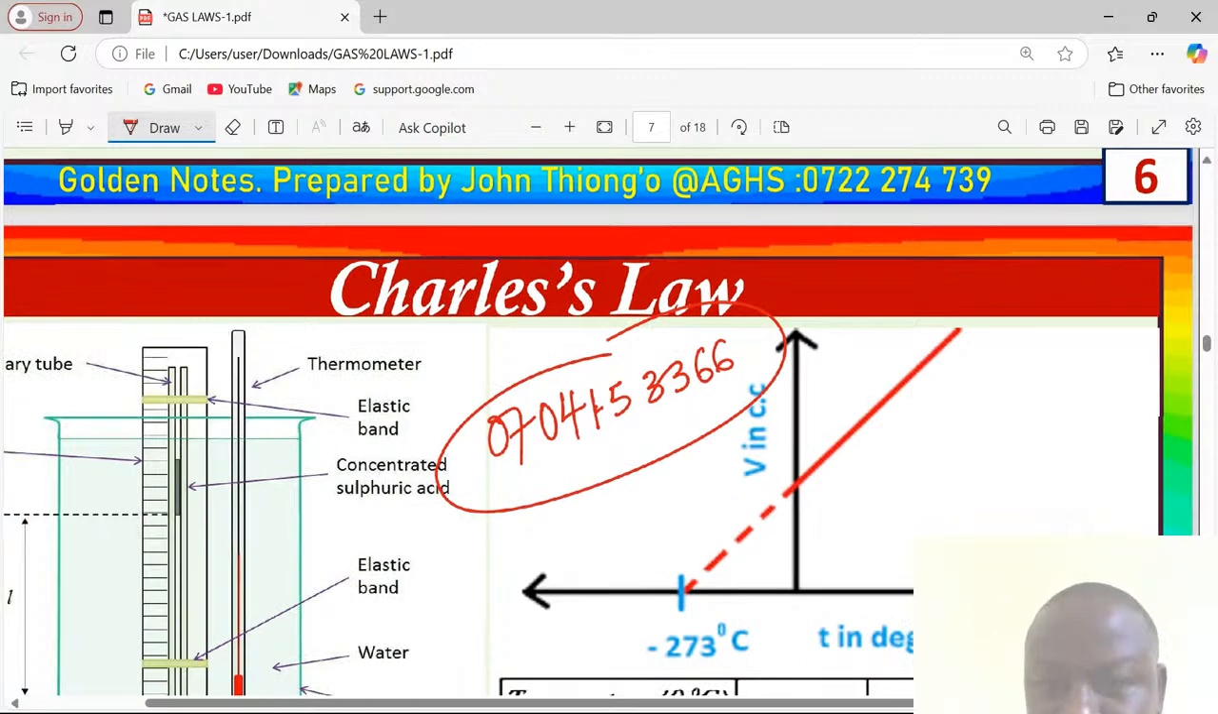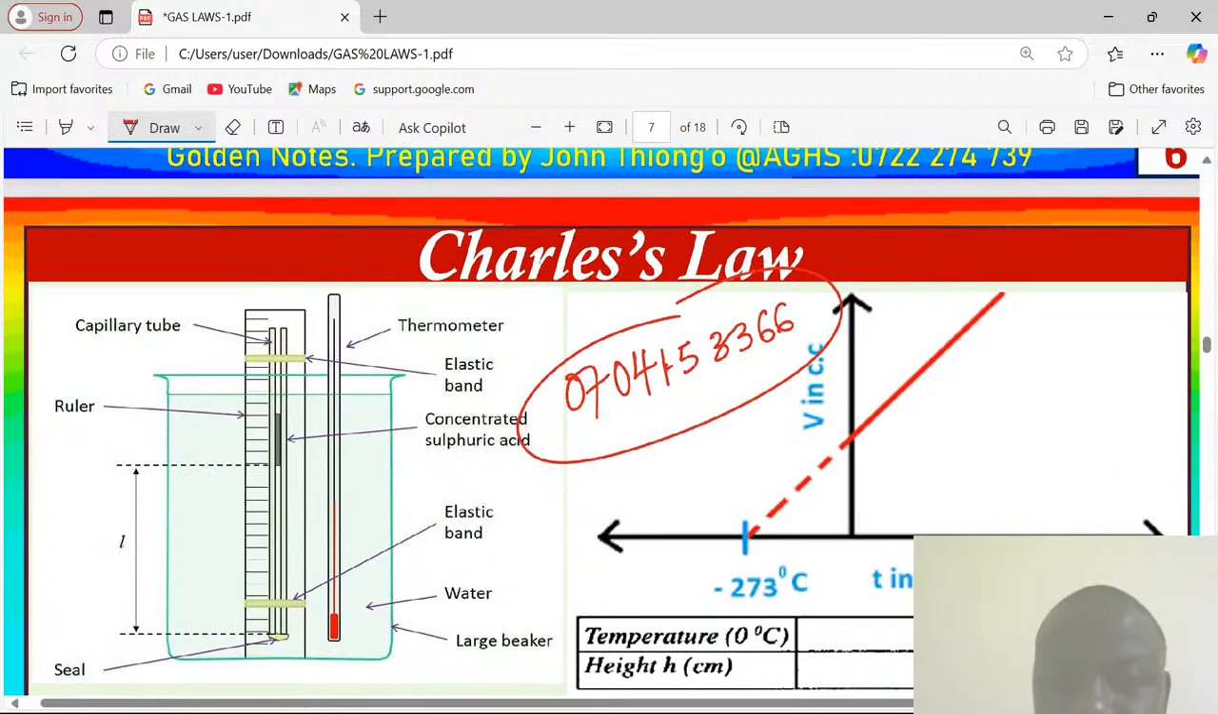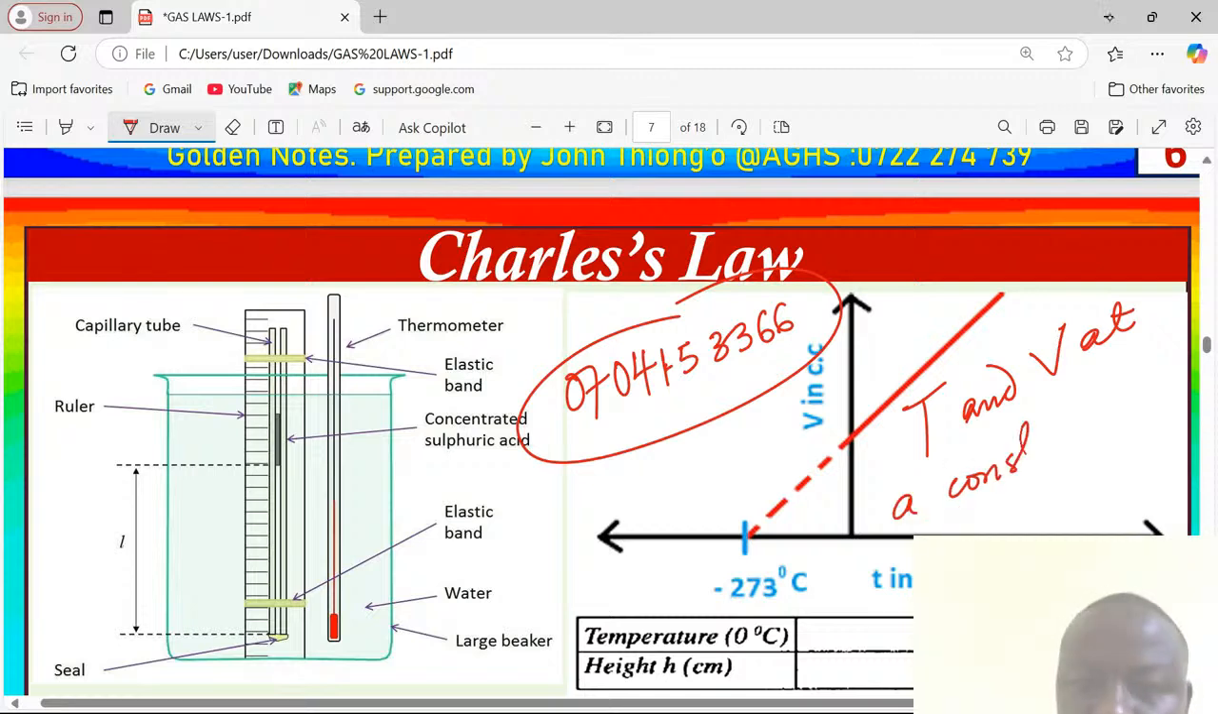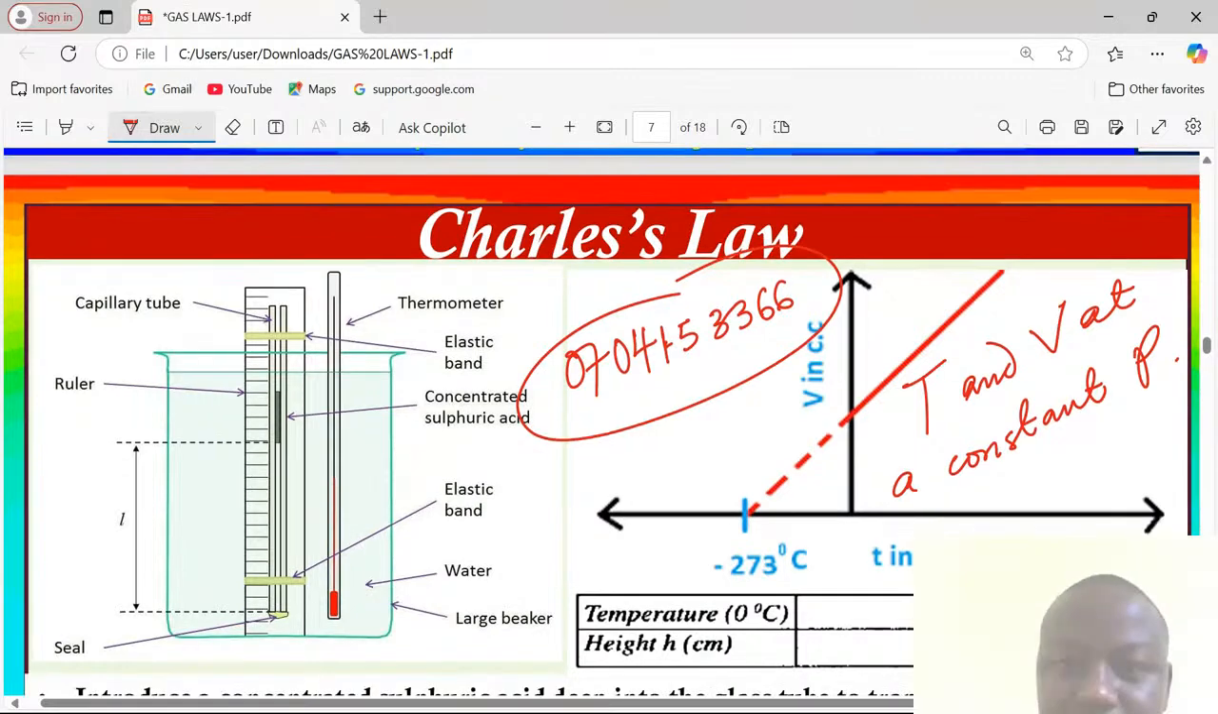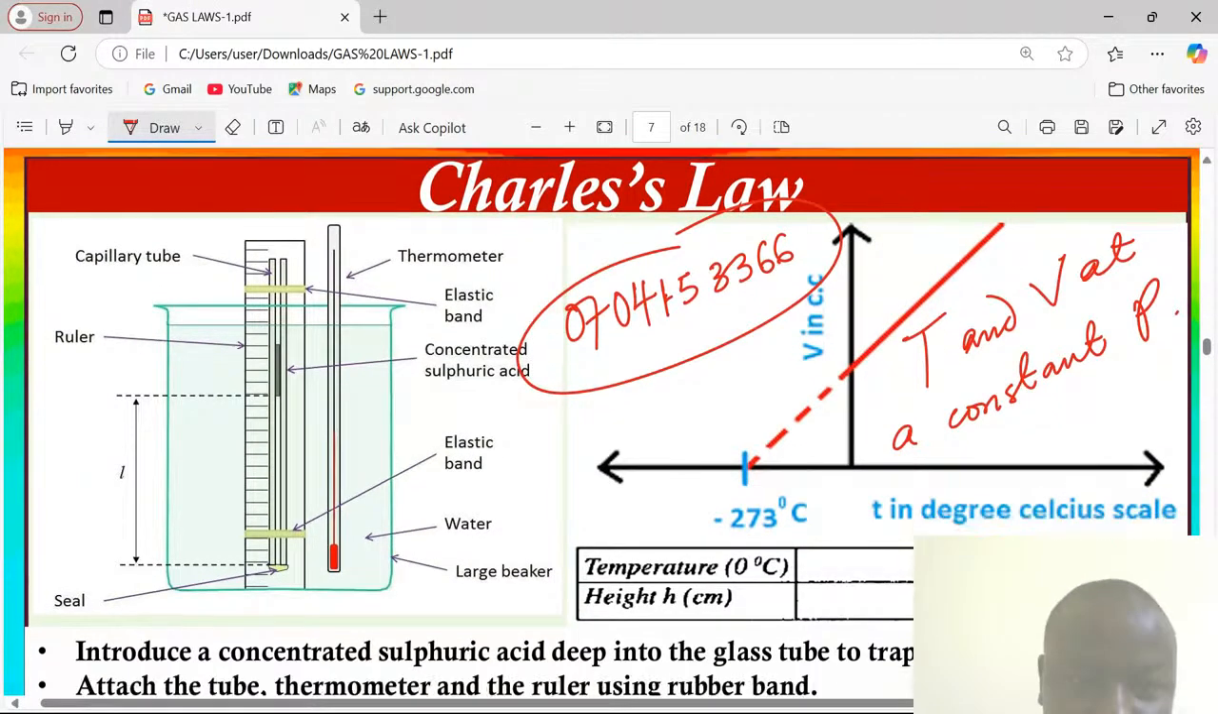Now, Charles' law compares temperature and volume of an ideal gas at a constant pressure. So in this case, it is pressure being held constant, so that temperature and volume may be compared. A variation in temperature may affect the volume of a gas.